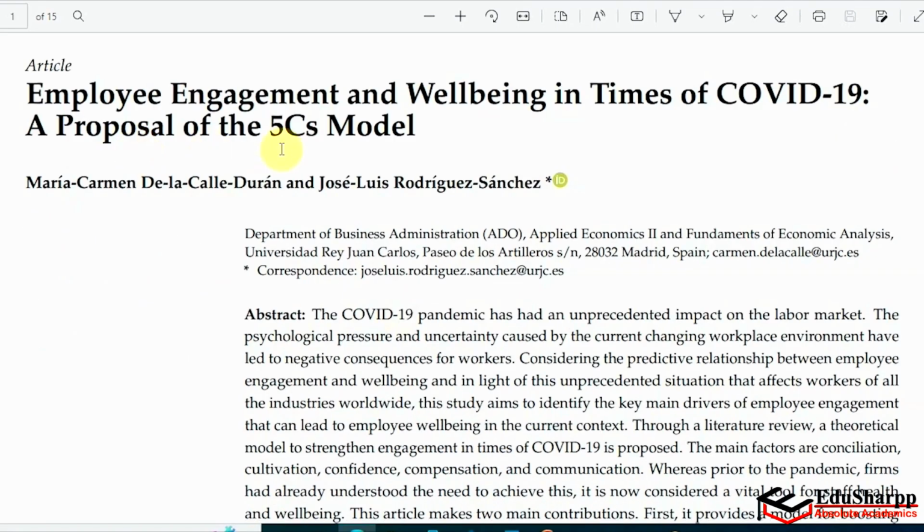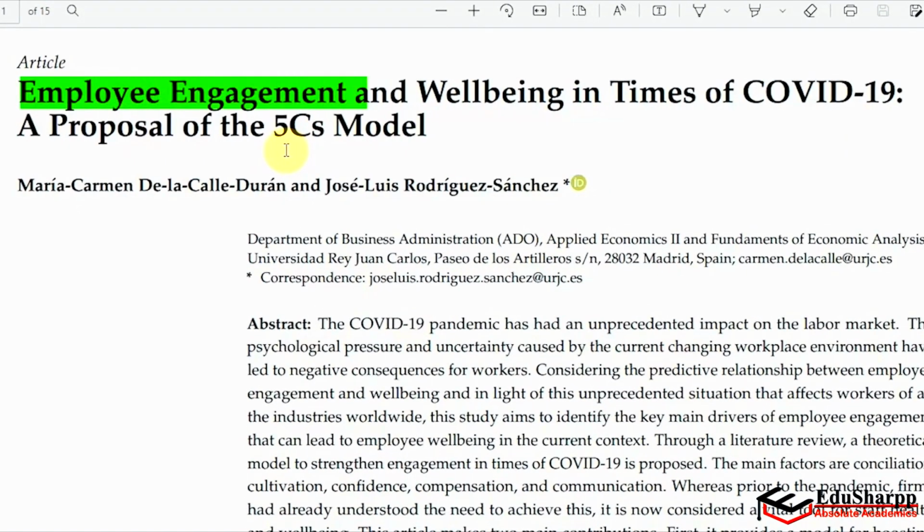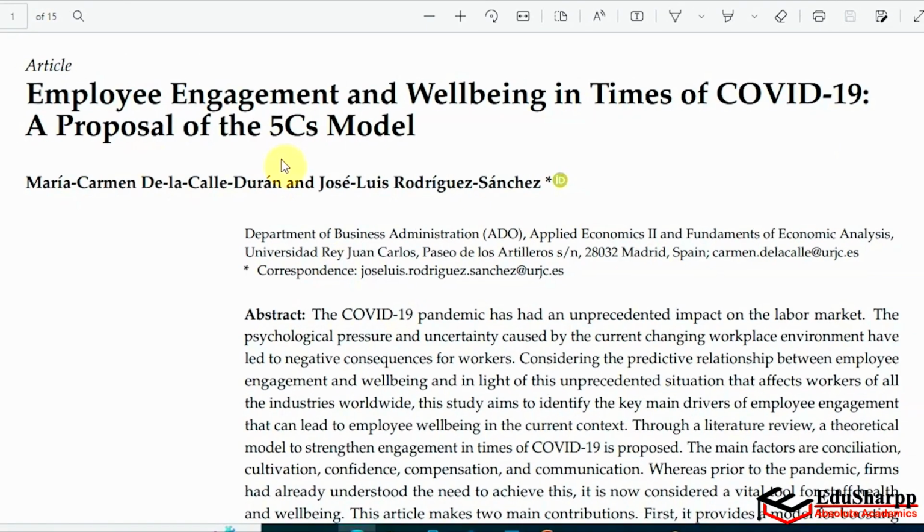The topic is in front of you: employee engagement and well-being in the times of COVID-19, a proposal of 5 C's model. So we can very clearly understand the topic. It is talking about how employee engagement is affected due to COVID-19 and what exactly the organizations are doing in order to handle the employees' well-being. And these authors are also going to propose a model of 5 C's.